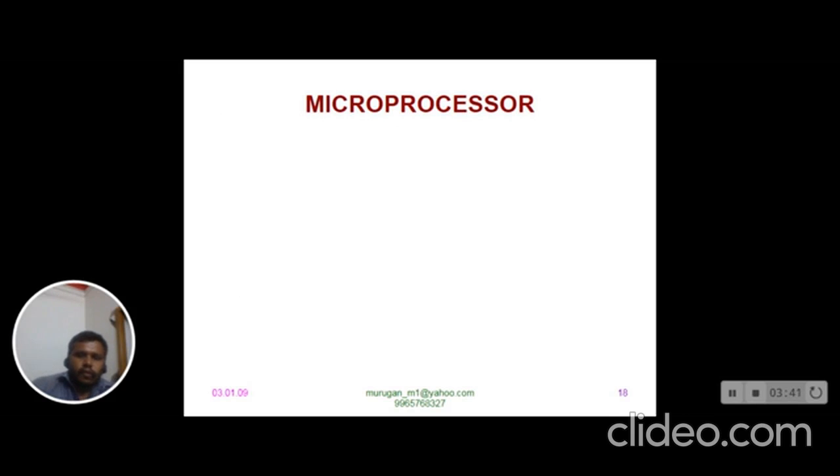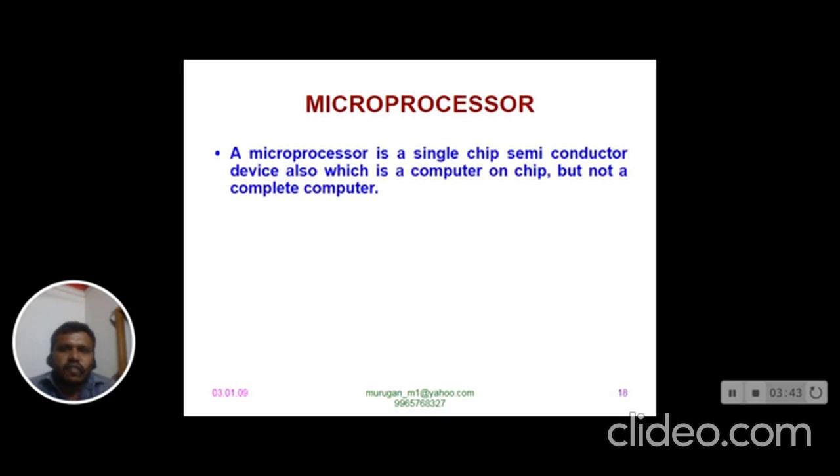We are going to see the microprocessor. The microprocessor is a single chip semiconductor device which is used in a computer, but it is not a complete computer. It is a processor, not a motherboard. So the microprocessor is a part of the motherboard. It will decide the computer operation. So it is not a full controller for that particular system.